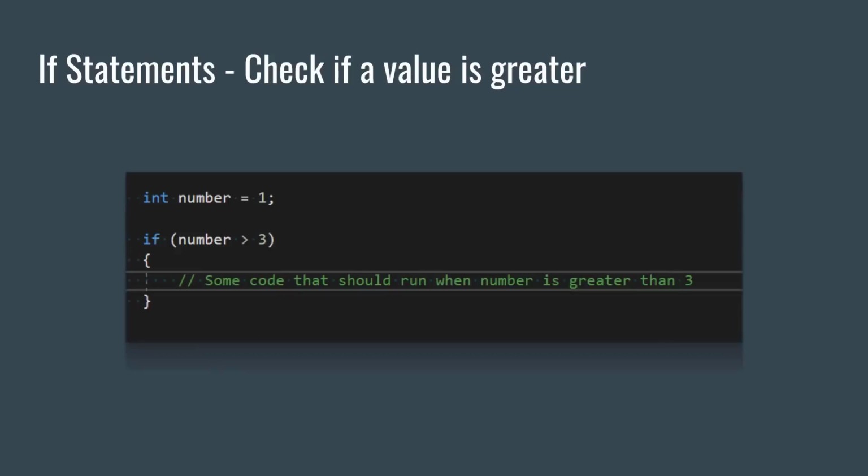We can not only check for strings, we can also check if a variable of type integer or float or Boolean or whatever we can come up with meets a specific condition. So in this case, if the number variable has a value that is greater than 3, then the code within the curly brackets will be executed. In this case, it will not be executed because number is 1. So the code, whatever we would enter here, would not be executed.